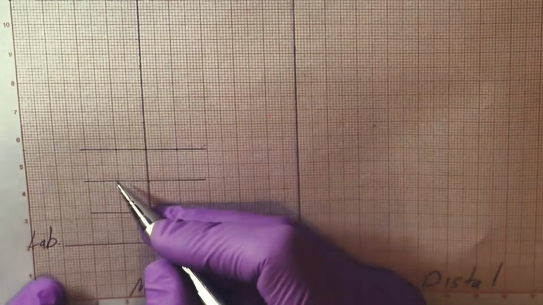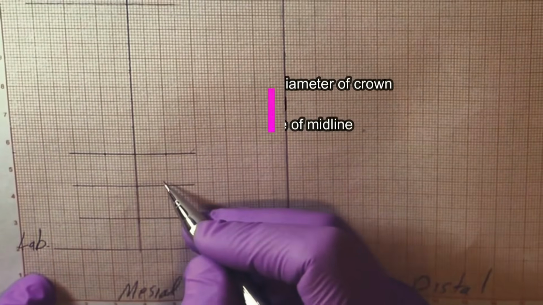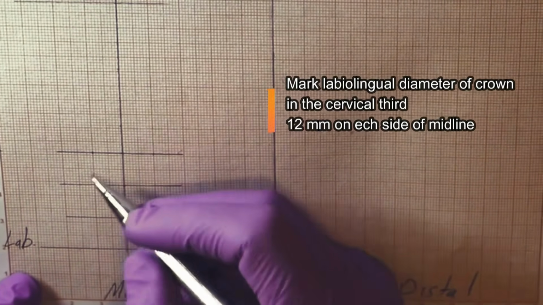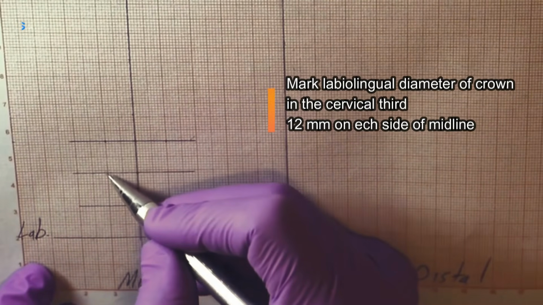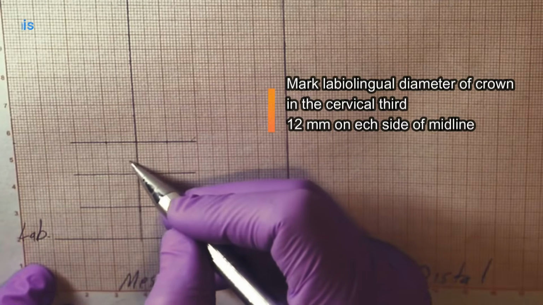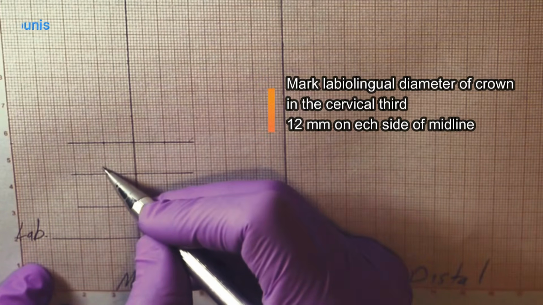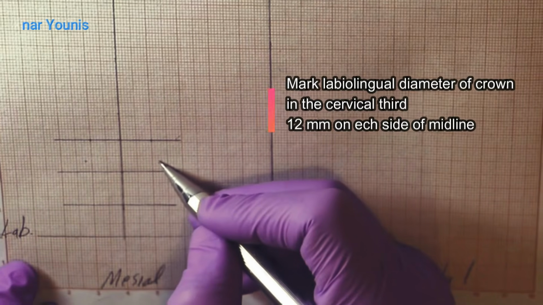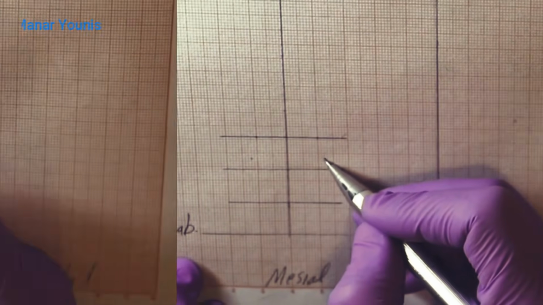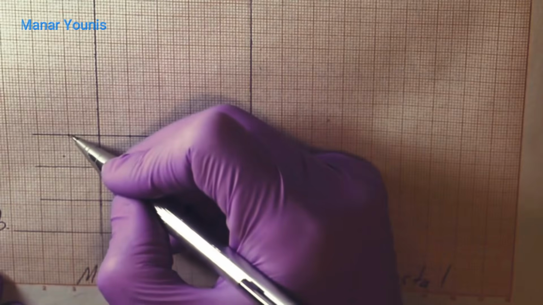So I should know the exact position of the crest of curvatures labially and lingually. It's in the cervical third, slightly above the junction between the cervical and middle thirds. So I will measure 12 here to the labial and 12 to the lingual, and I'll start drawing my outlines.